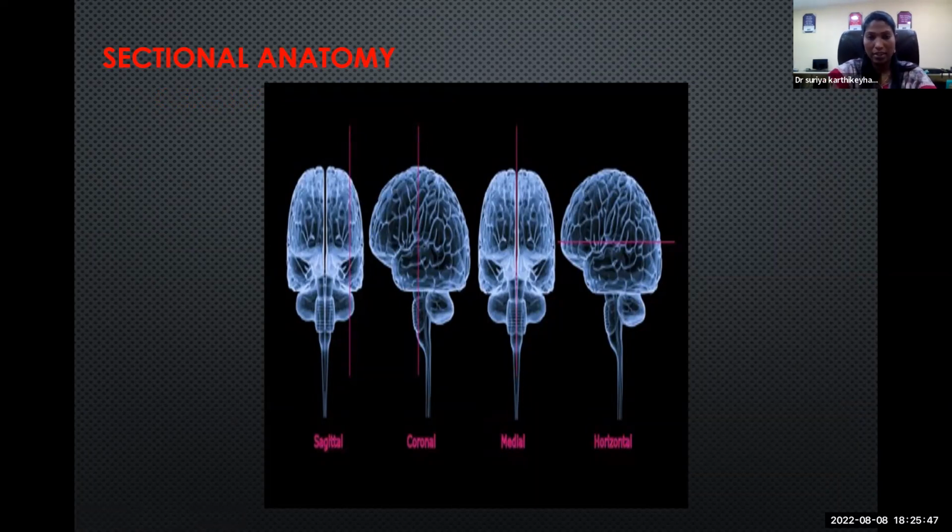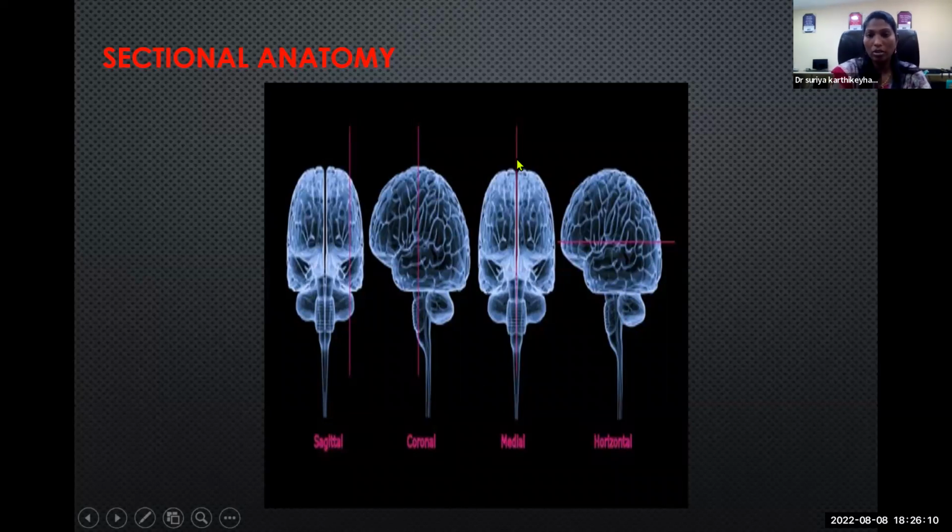Along the sagittal suture, if the brain is sliced along the sagittal suture, it is called a sagittal section. And if the slice is made along the coronal section, what is meant by coronal? Coronal means crown. We'll be placing the crown here, no? So along the coronal section, if the brain is sliced, it is called a coronal section.